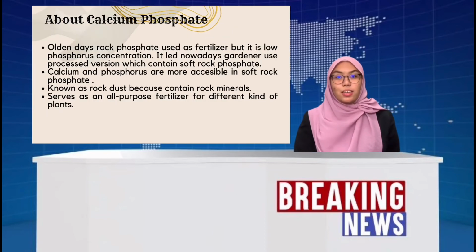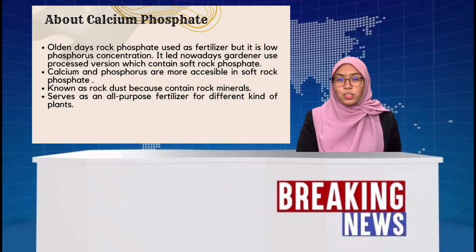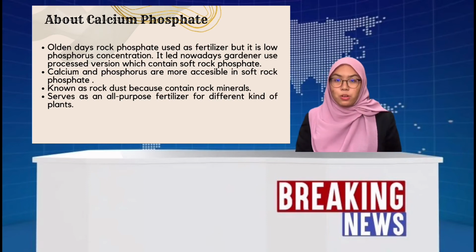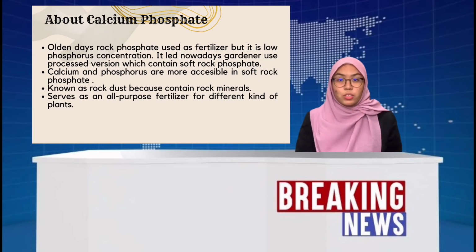In olden days, rock phosphate was used as fertilizer, but it is low in phosphorus concentration. Because of that, nowadays gardeners use the processed version of rock phosphate that contains soft rock phosphate. This is because the calcium and phosphorus in soft rock phosphate are more accessible than in hard rock phosphate. Nowadays, it serves as an all-purpose fertilizer for different kinds of plants.